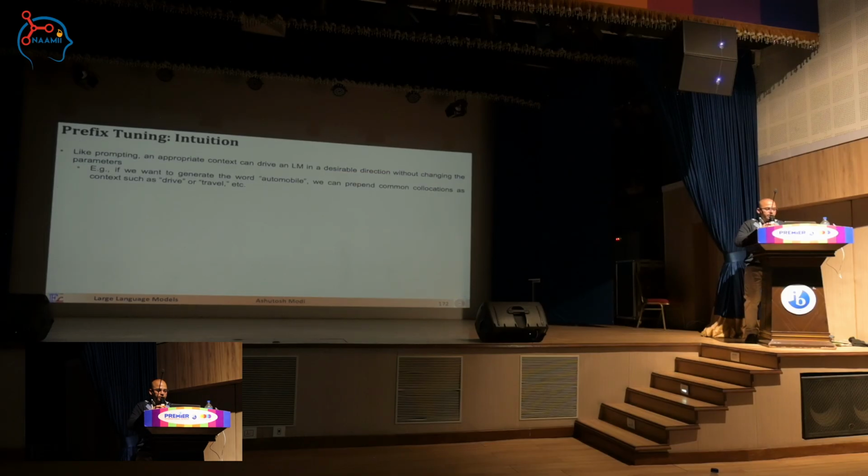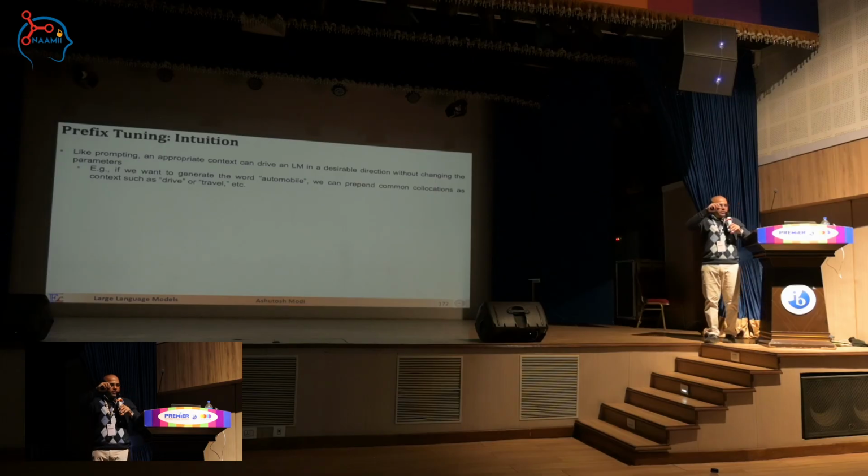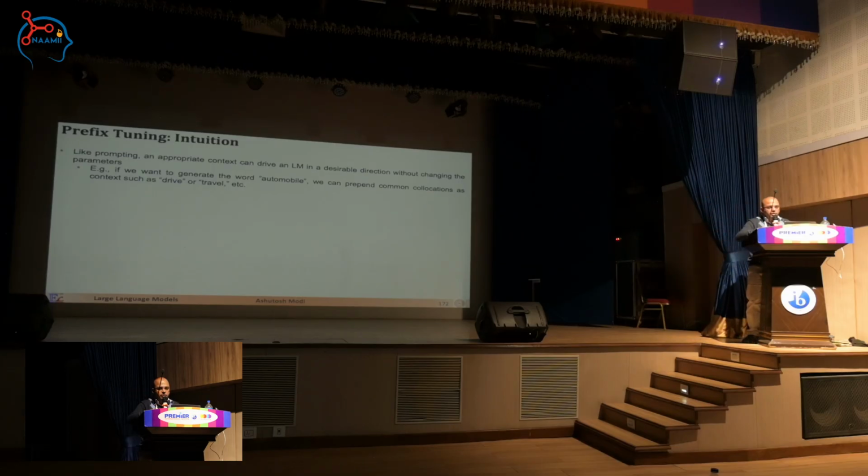So as I said, the main intuition here is that you want to drive the LLM to learn a good context, right? So for example, if you want to generate the word automobile, then one of the appropriate contexts would be something like drive or travel, right? So what happens when you are doing fine tuning is the model is forcing these prefixes to take the form of those contexts which will help in generating the right token, right? So that's why this whole thing is working. That's how prefix tuning is working, right?